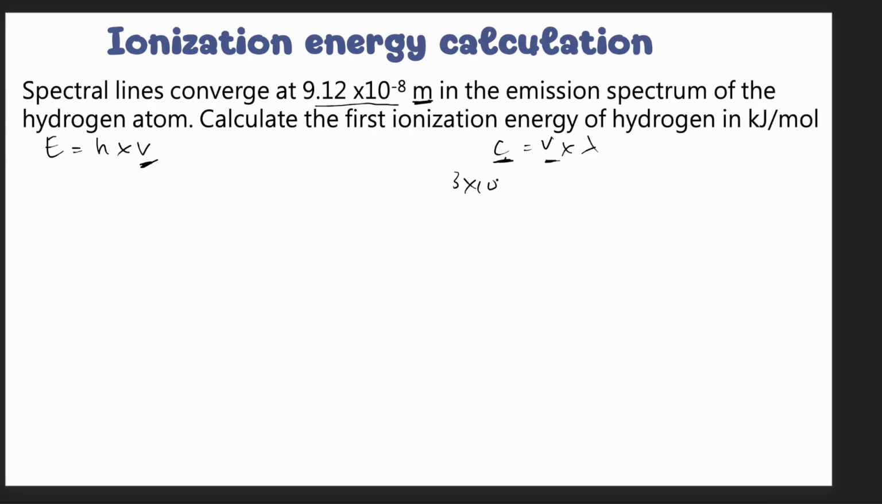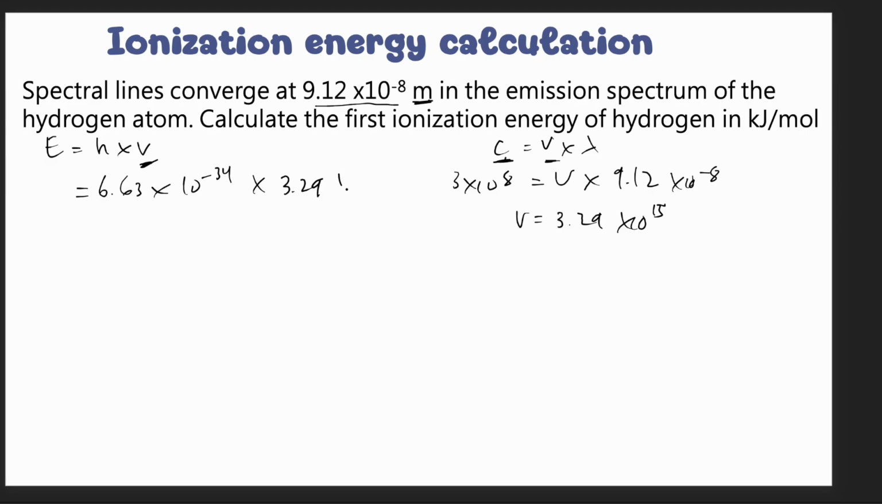So 3 times 10 to the power 8, divided by the wavelength, 9.12 times 10 to the power negative 8. So the frequency would be 3.29 times 10 to the power 15. So we can do the calculation here. Planck constant is 6.63 times 10 to the power negative 34 times 3.29 times 10 to the power 15. Then you get 2.18 times 10 to the power negative 18, the ionization energy.